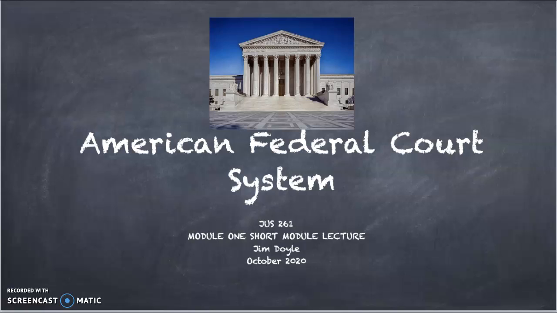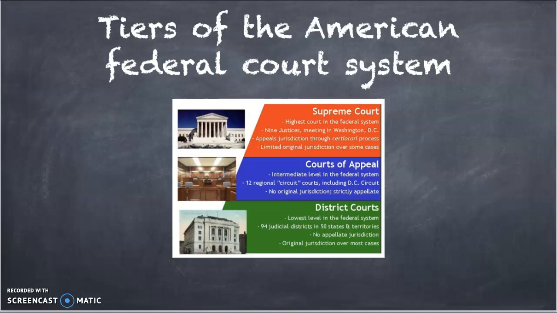So that's why I want to discuss each of these so that you'll have a good understanding as to how they function. So first, let's look at the tiers of the American federal court system. First, we have the district courts. Now, these are the lowest level in the federal court system. There are 94 judicial districts in the 50 states and territories. They have no appellate jurisdiction, and they have original jurisdiction over most cases.